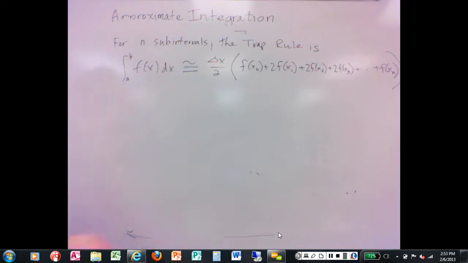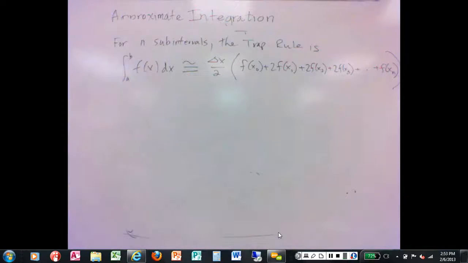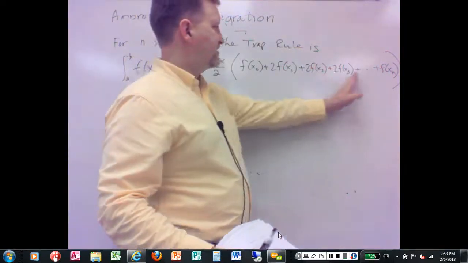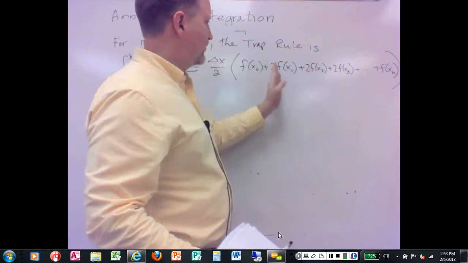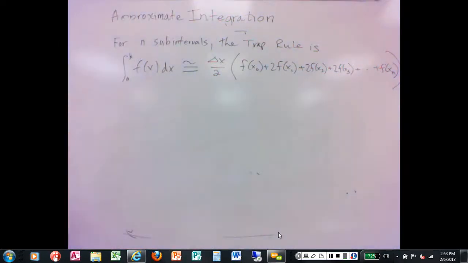So all these middle ones are 2 times it. Okay? So that's a little bit different. Usually we're just adding the function values in here, but for the trapezoidal rule, we're doing 2 of the middle ones, and then up front here, we're also not just having delta x, we've got delta x divided by 2. So that's the difference between, say, the trapezoidal rule and the midpoint rule and all the others.